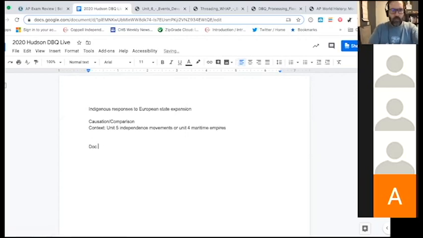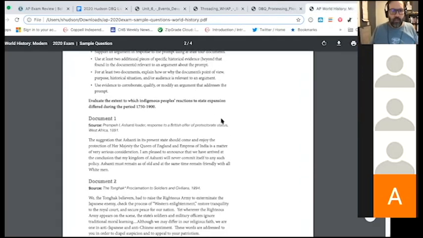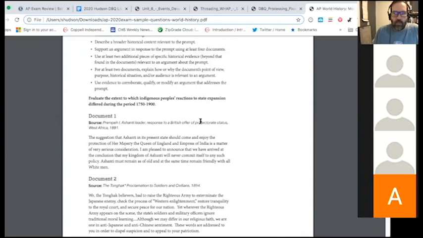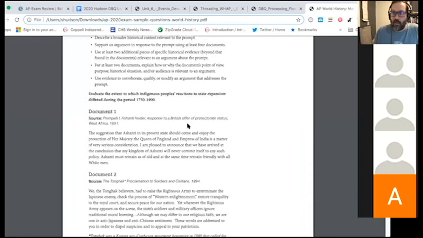Okay, so now I'm ready to start looking at the documents. Okay, so document 1. The source is the Ashanti Leader, a response to British offer of protectorate status, West Africa, 1891. So right off the bat, I know this is an African leader talking to the British. Let's see if it's a hostile response. Let's see what kind of response we get here.